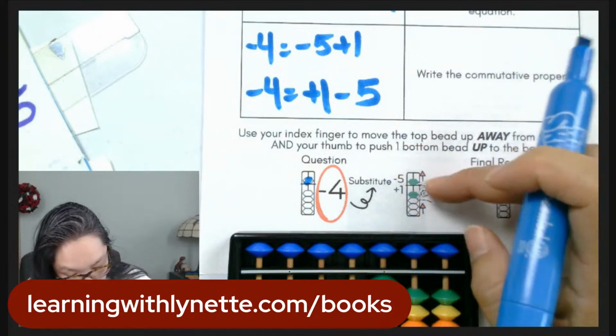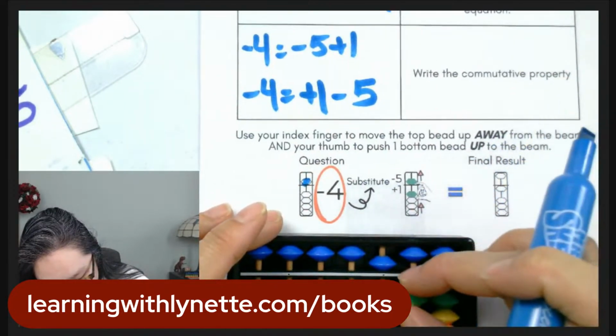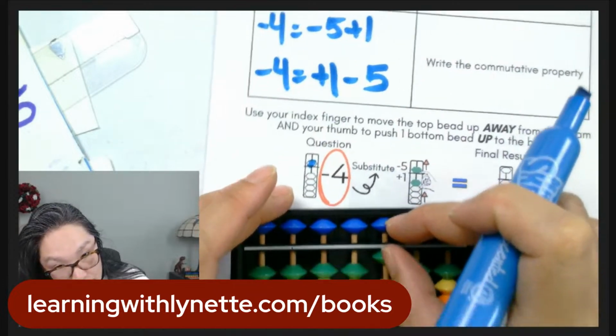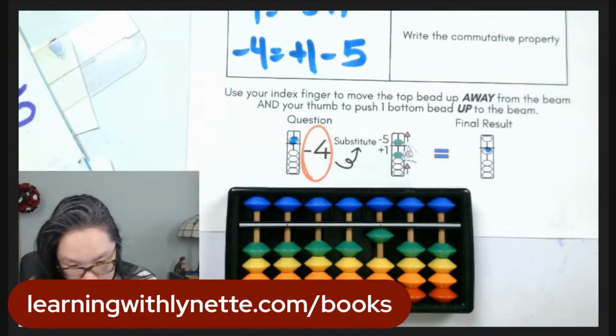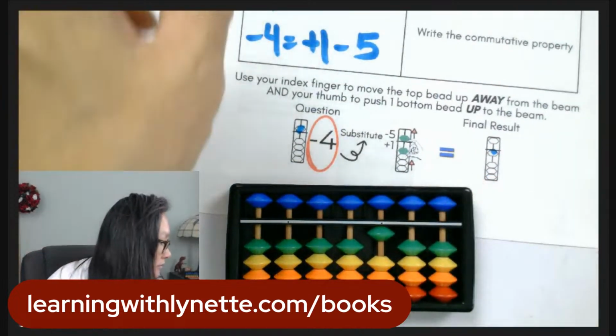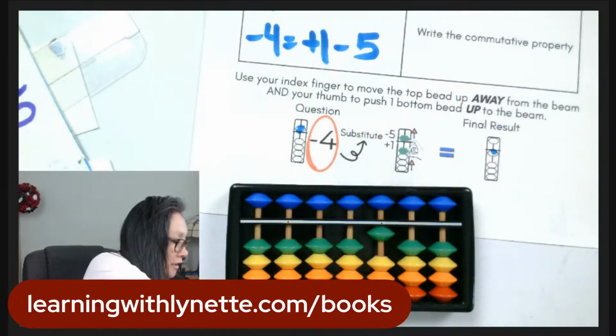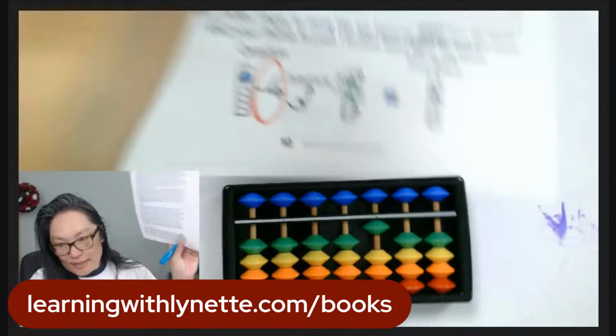And notice when I have it, I'm going to move my fingers up. So I move my fingers up like that. That's what I'm going to do. Move my fingers up. And my final answer is 1. And then we do the next one. Here is my next one.